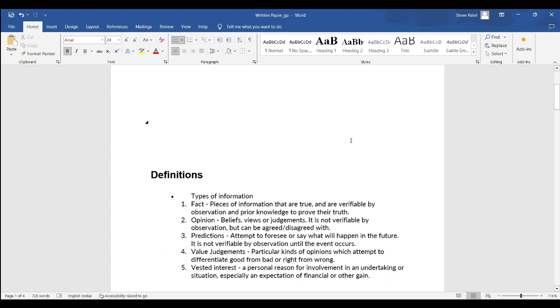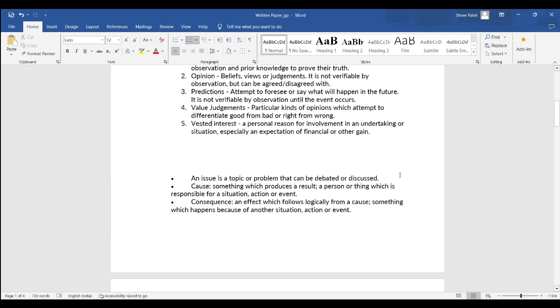First, we have the definitions. This is the type of information which is mostly asked in question number 3a and b part. Here we have fact, opinion, prediction, value judgment, and vested interest. These are the common ones, and out of these, vested interest is the one very commonly asked in the Feb March series. You can have a look and even write this in your notes.